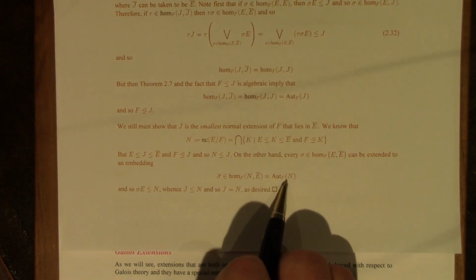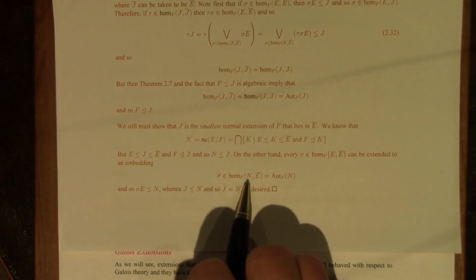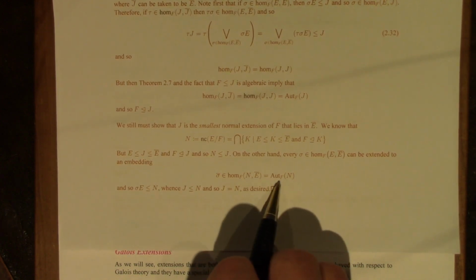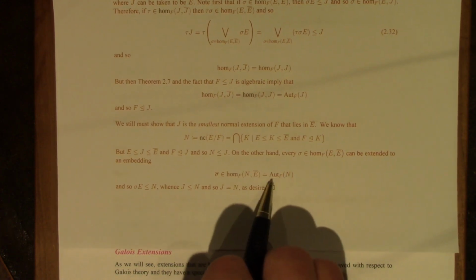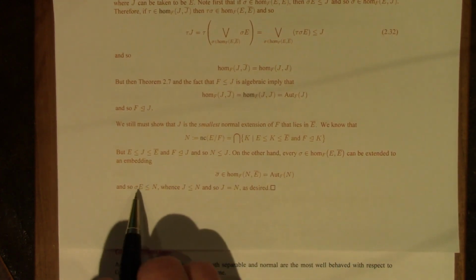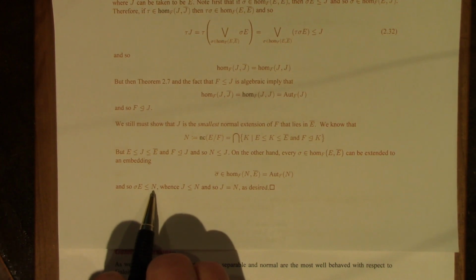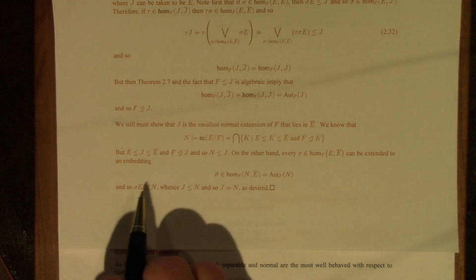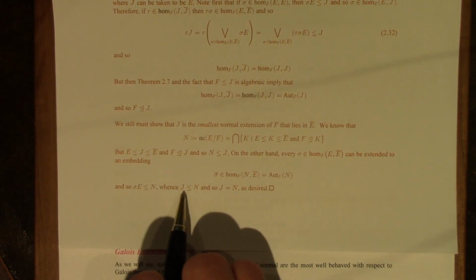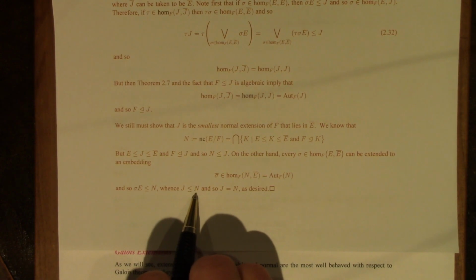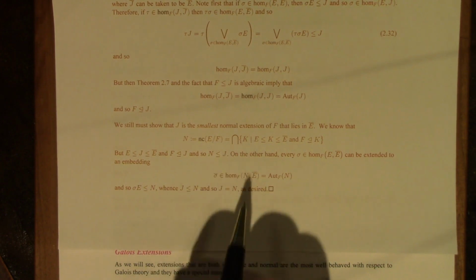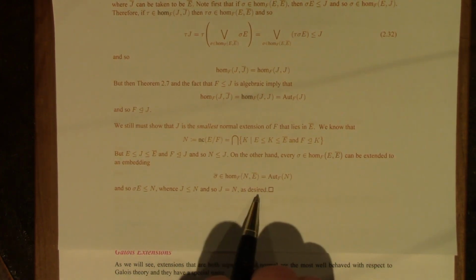But that, because N is normal, these are the automorphisms of N over F. And so sigma takes E into N. Sigma E is a subfield of N. And so the join of all these sigma E's, J, is a subfield of N. And we already had N a subfield of J, so they are equal, which is what we wanted.